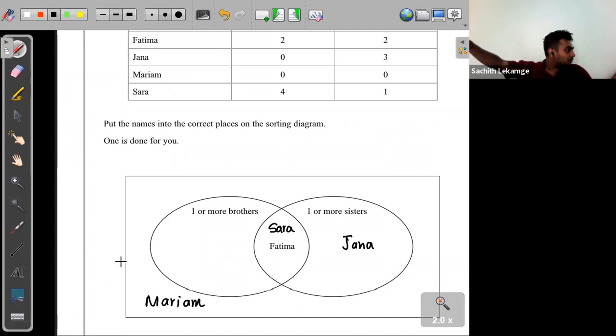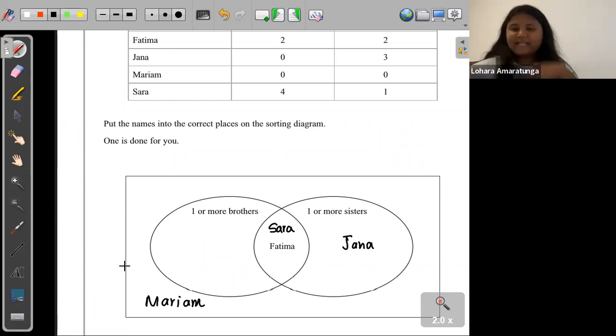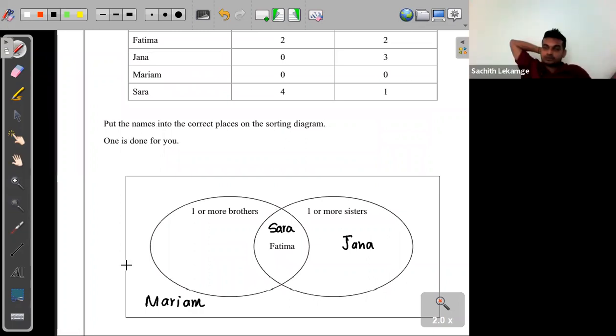Mariam's comes inside the box, but not inside. Sir, to tell the truth, the physics. Is it clear to all of you? Copy down.